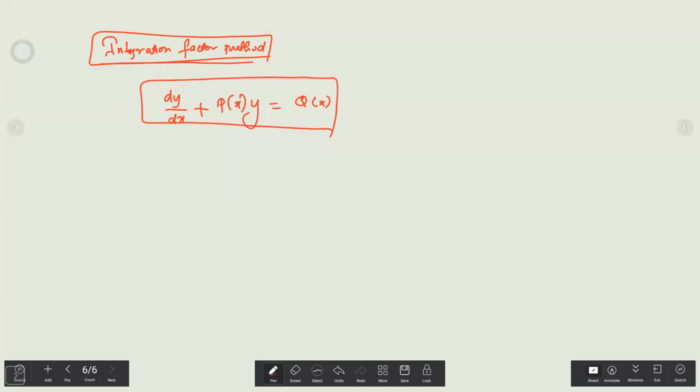So whenever you have a function like dy by dx plus a function of x times y equals a function of x, we call the equation a linear differential equation. Okay, now let me give an example.